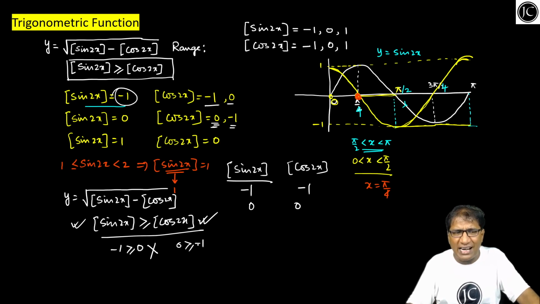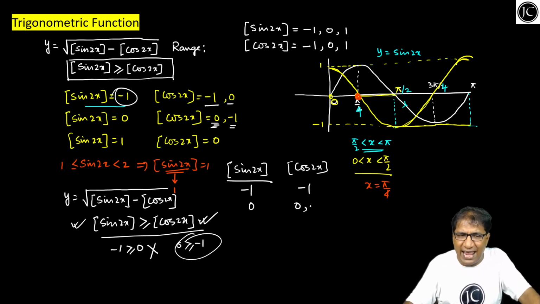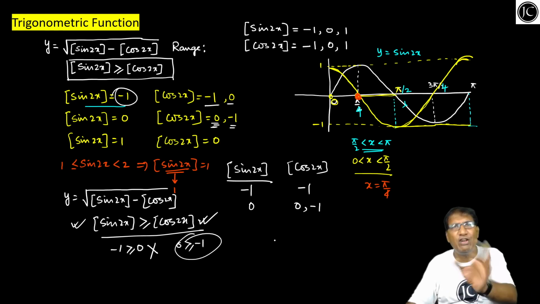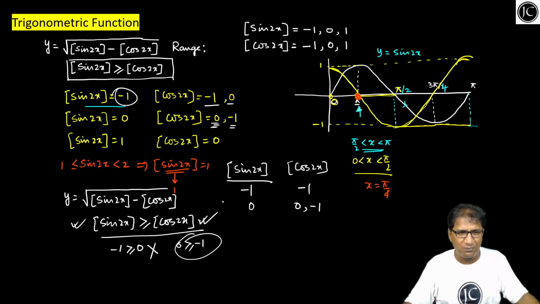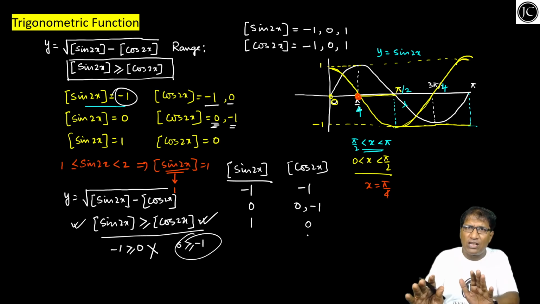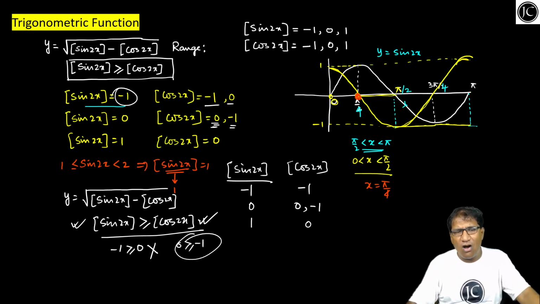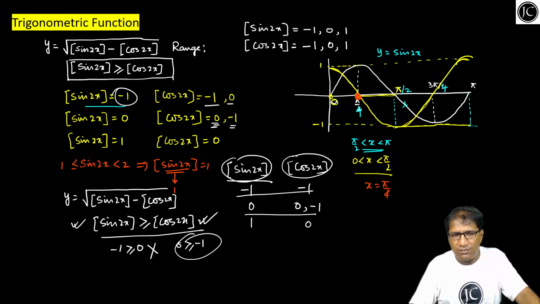It is true because one condition is fulfilling. 0 is greater than -1. So this condition is fulfilled. Therefore, जब [sin 2x] is taking the value 0, your [cos 2x] can take both this value, either 0 or -1 to define the function. Okay, जब [sin 2x] is 1, the [cos 2x] is 0. This is accepted because 1 is greater than equals to 0, right? So, your [sin 2x] and [cos 2x] can take these values, right?